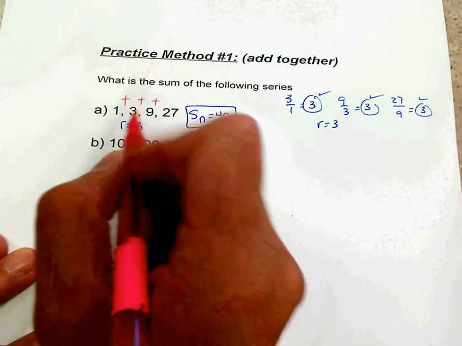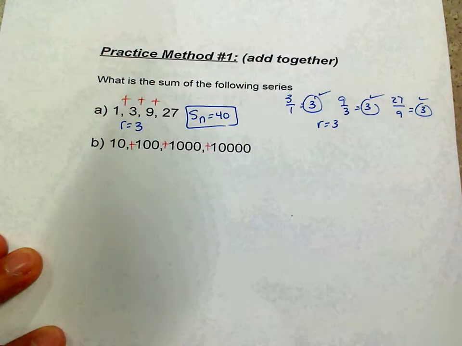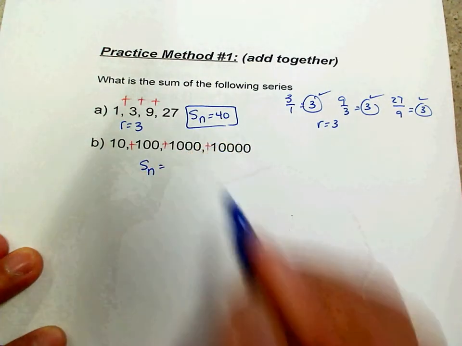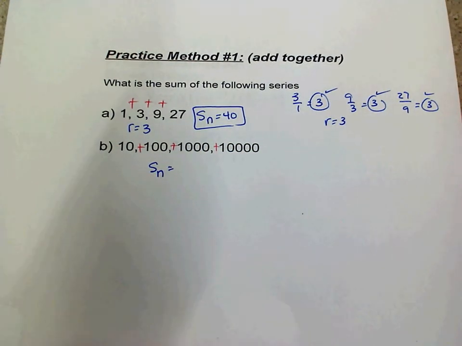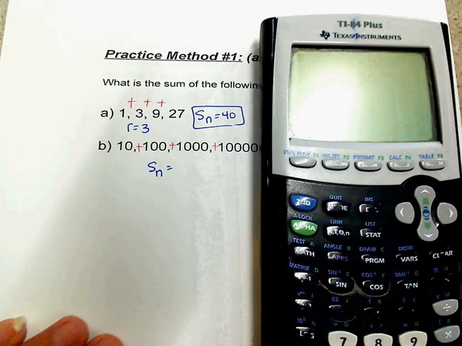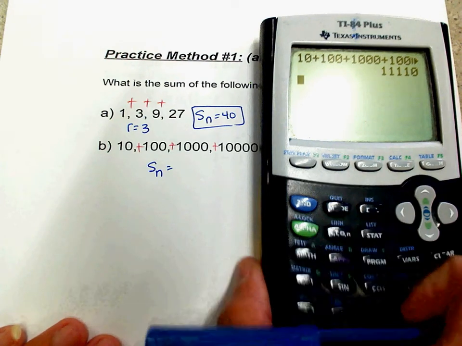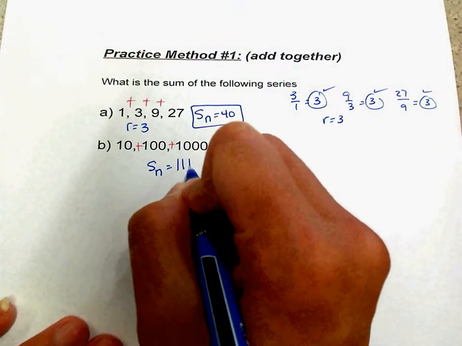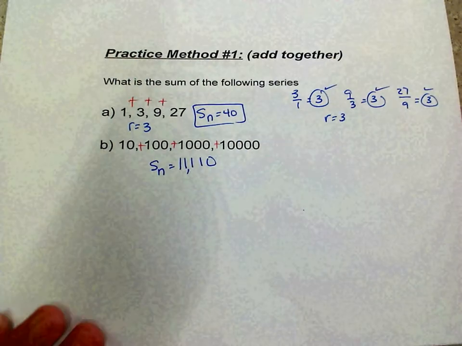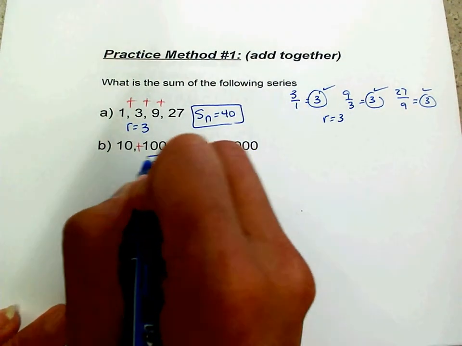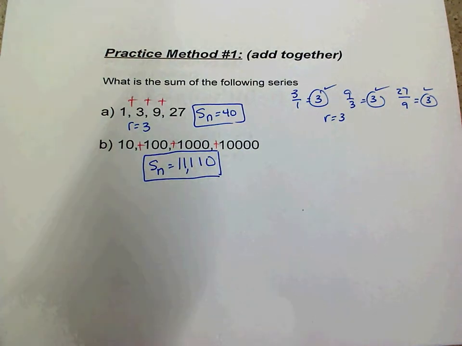Do I do the same thing? You betcha. Okay? Add them on the calculator. What did you guys get? Any one of you doing it with me? You can make me do the work. 10 plus 100 plus 1,000 plus 10,000. I have 11,110. So what you guys got? Okay. So you can just add them together because you have a beginning and an end.